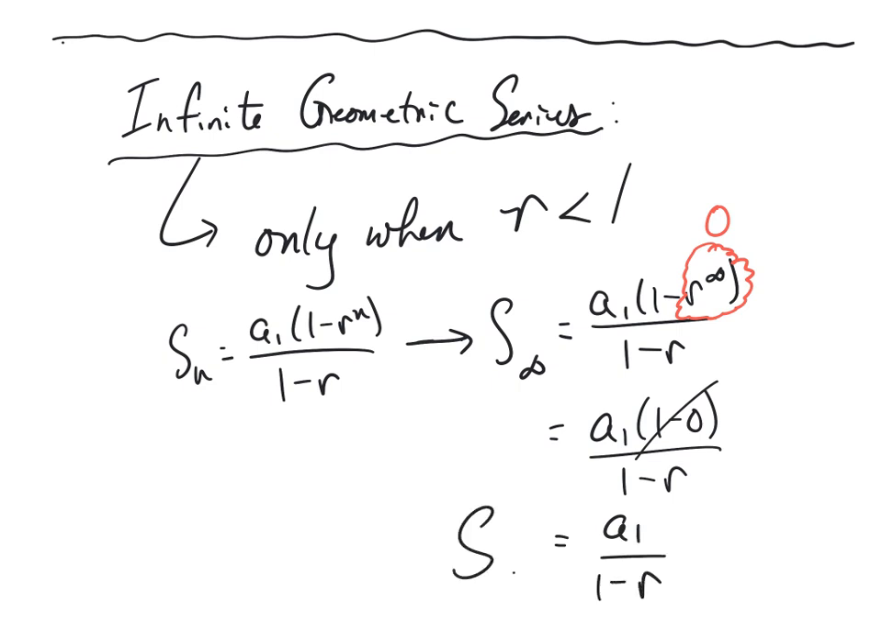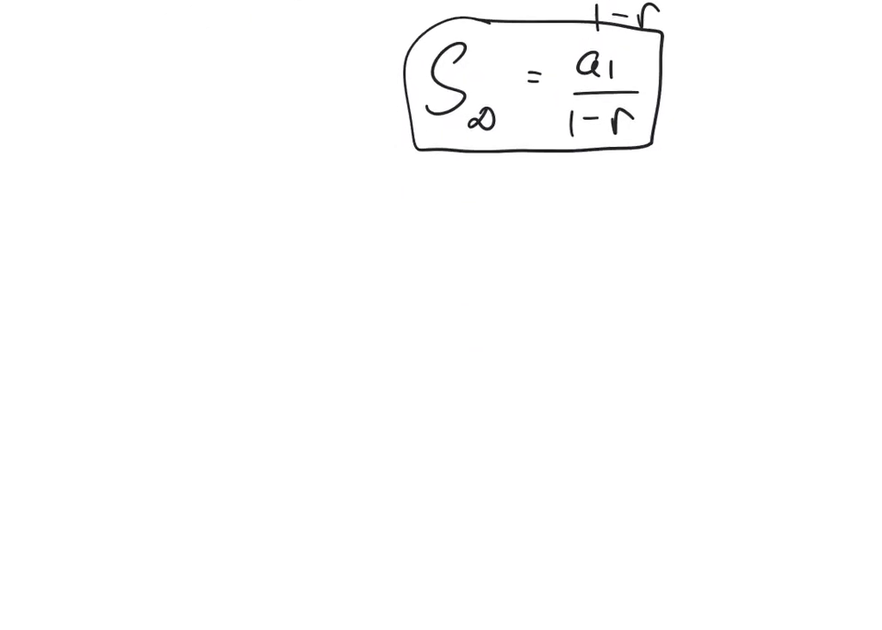And so in the specific circumstance when r is less than 1, we can add up an infinite number of terms in a geometric series, and it's just simply going to be equal to a sub 1 divided by 1 minus r. That's all we're going to have. And so the formula for an infinite geometric series actually turns out to be nicer, easier than the finite. Okay, so let's try a couple of examples of those.